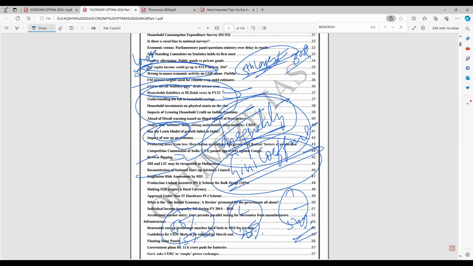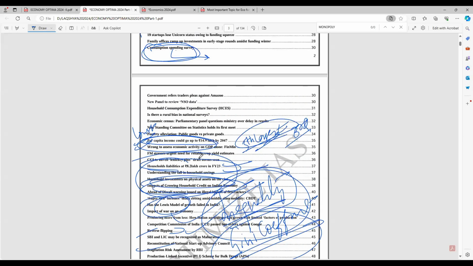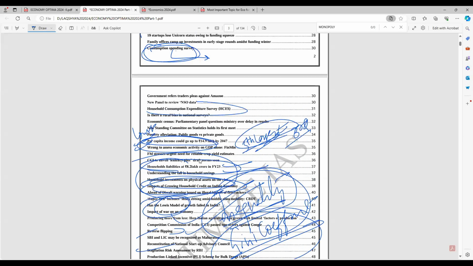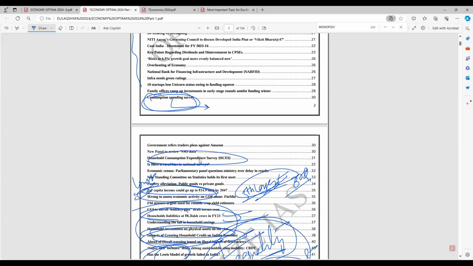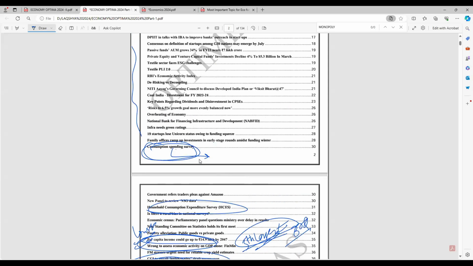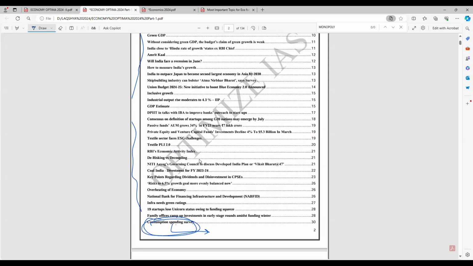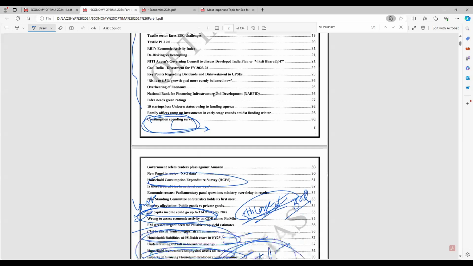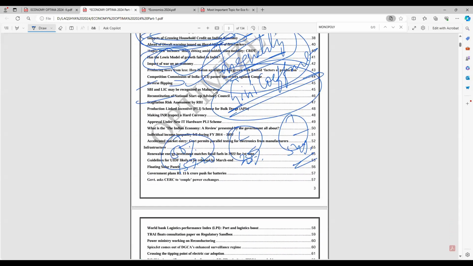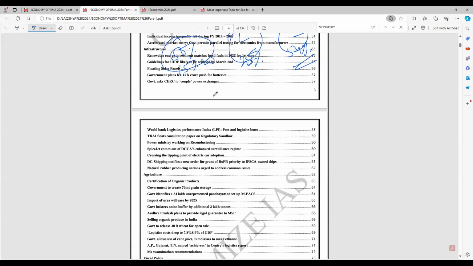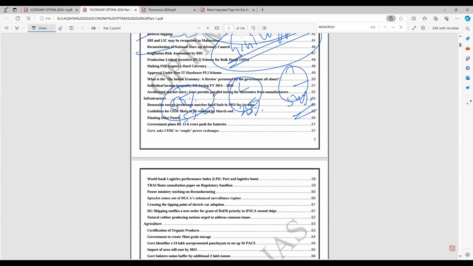So I hope you know all these things. Then there is the household consumption survey. Please go through it. It's an important one. Once UPSC asked a question on the consumption survey also. So the first unit, I have revised everything. Does anyone have any doubts? Quickly.